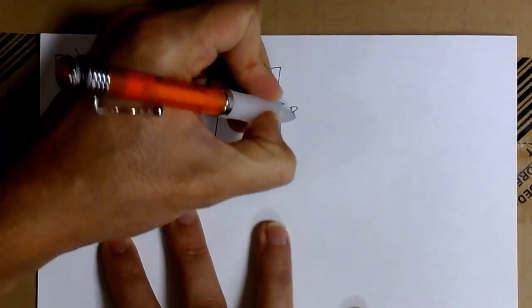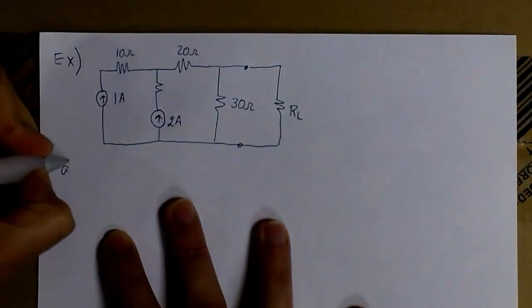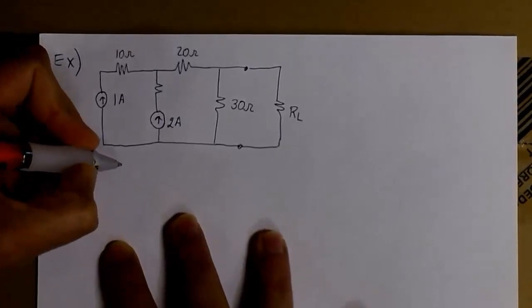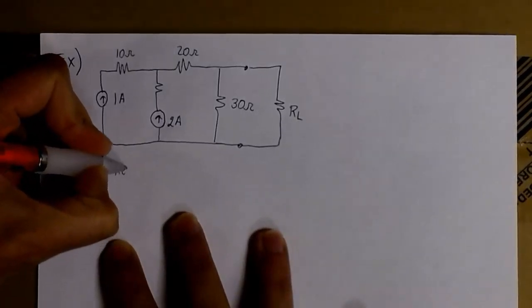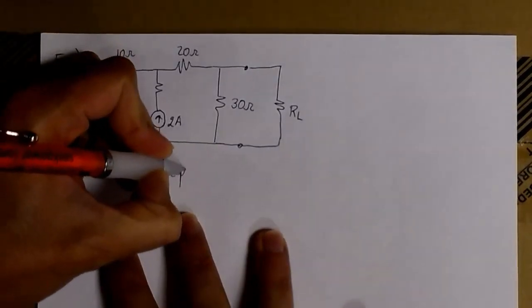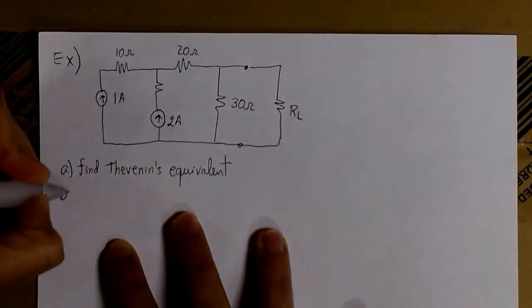Hello, in this video we're going to talk about Thevenin's equivalent. Let's start with this first example. We have here a circuit with two current sources and three resistors, and then we have a load connected to this circuit. And we want to find the Thevenin's equivalent.